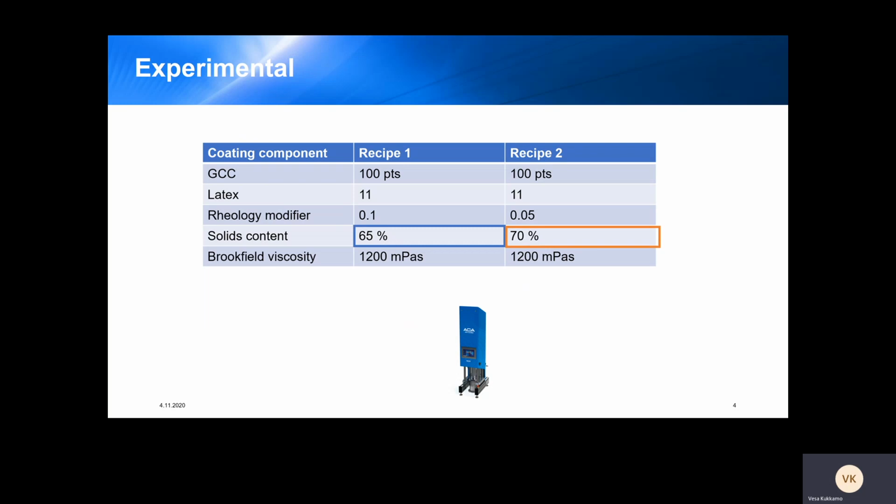We have adjusted the Brookfield viscosity, so the low shear viscosity, to 1200 millipascal for both recipes, and therefore we have a slightly different amount of rheological modifier in the formulations. The measurements were done with the ACA AX100 capillary viscometer, and as said before, we measured the high shear viscosity, non-structural viscosity.